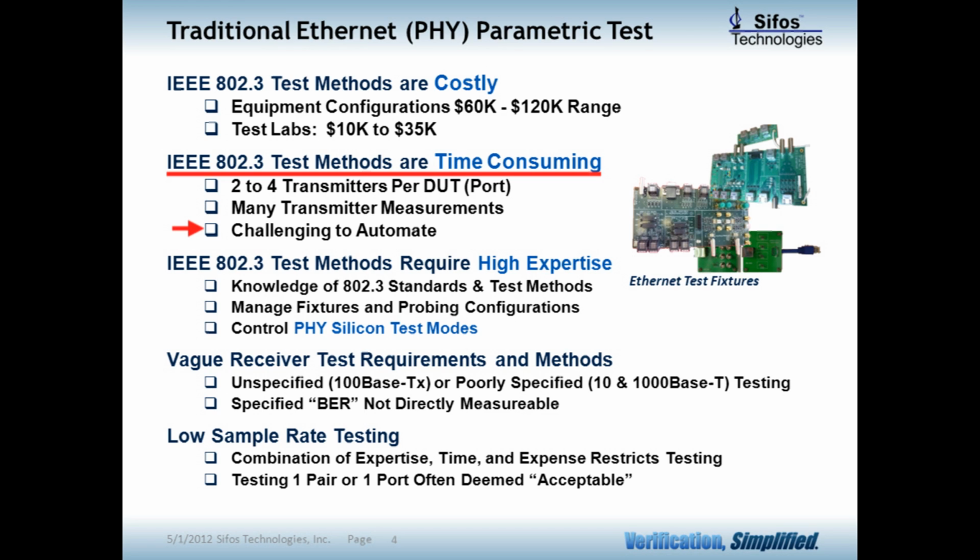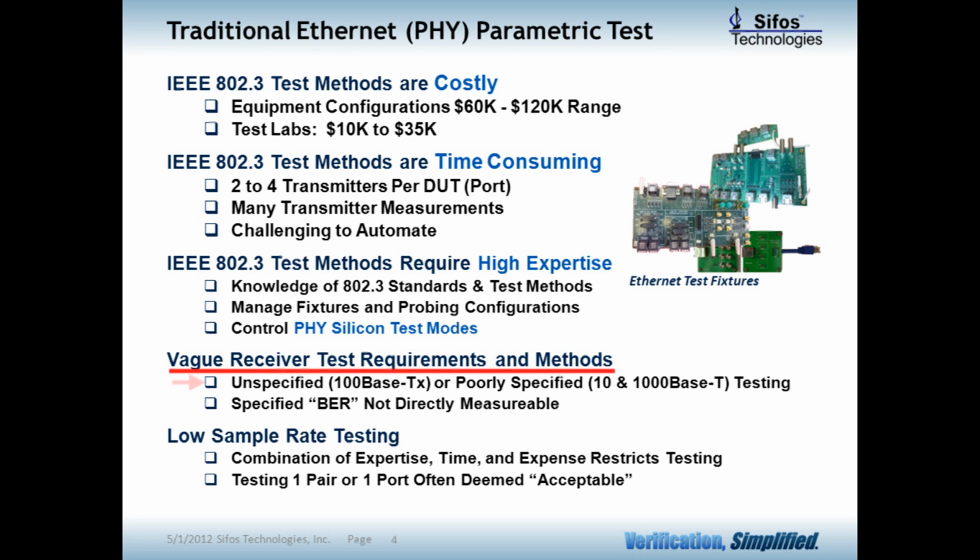Time-domain measurements are challenging to automate and are very susceptible to probing characteristics and triggering issues. Additionally, most 1000 Base-T measurements require special test modes of the PHY silicon that are only accessed by poking registers in those devices. These methods also require high expertise. Knowledge of IEEE 802.3 specifications and test methods is essential. Implementing and properly characterizing fixtures and probes is vital to measurement integrity. Additionally, there is a need to control silicon chip level test modes.